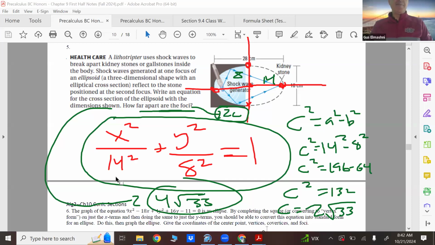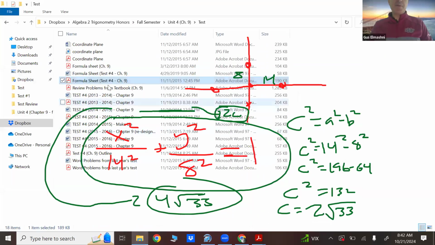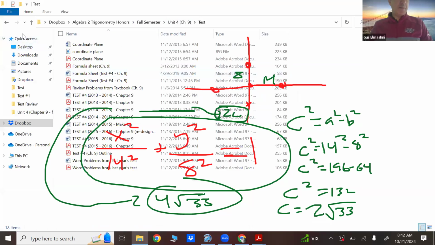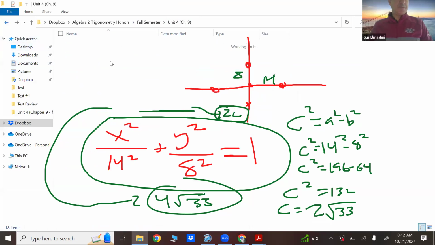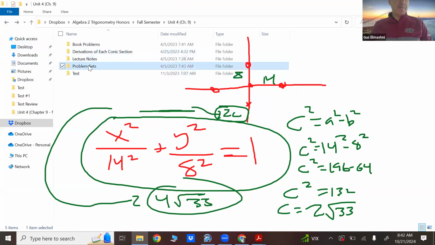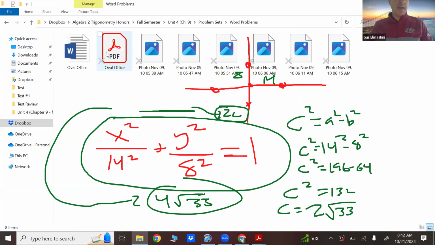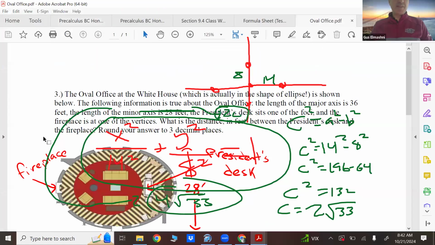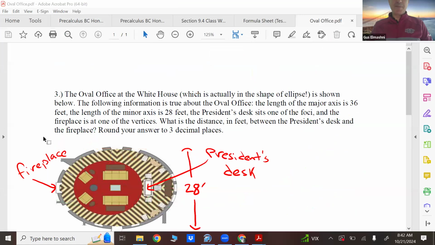I don't know. Actually, since you brought this up, this is, hold on. Where's this word problem? Really good one. Yeah, that's my favorite one. Actually, I made this one, so I'm pretty proud of this one.